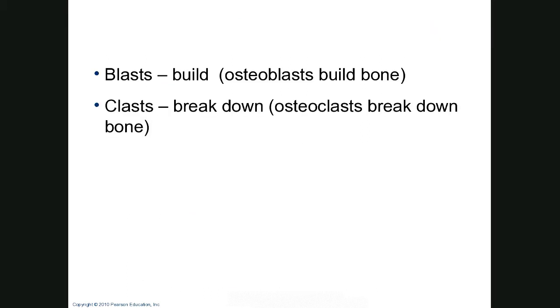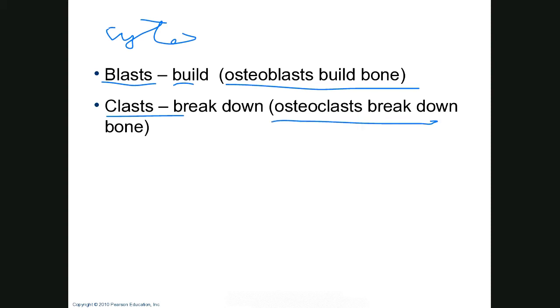Now, this is sort of an emphasis here. The word cyte, C-Y-T-E, refers to a cell, a mature cell. The term blast is for building. An osteoblast builds up bone. Clast refers to breaking down stuff. Osteoclasts break down bone, such as if you need to release calcium into your bloodstream.